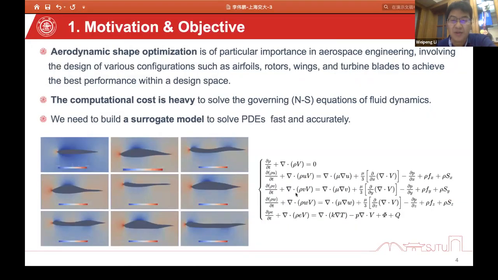Because my major is aerospace engineering, aerodynamic shape optimization is of particular importance, especially if we want to design an airfoil, a wing or a wind turbine, and we need to do the shape optimization. Generally, we can solve the Navier-Stokes equations to get the force, the lift and drag, and the flow field around a solid body. But for three-dimensional optimization, the computational cost is very heavy. So we need to build a surrogate model to solve the PDEs at fast speed and with good accuracy.